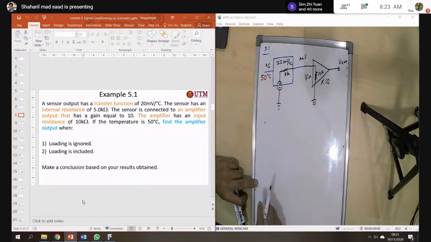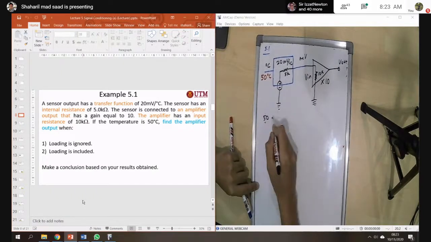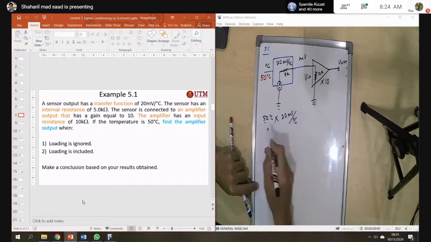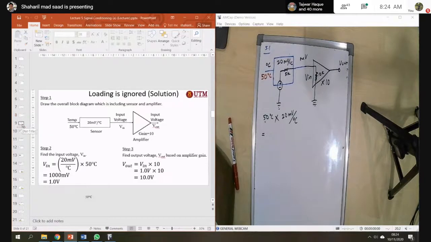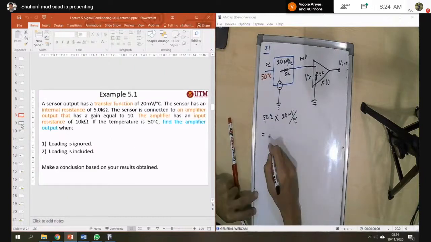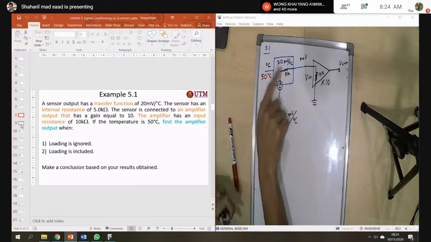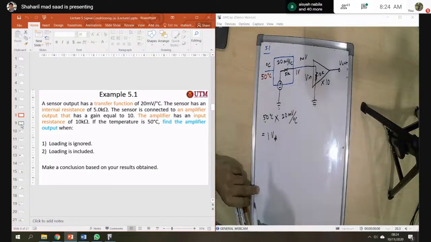It says that the input now is 50 degree. So 50 degree you can times with 20 millivolt over degree. So now we got what? 1 volt? Okay, 1 volt. So that means for input 50 degree to the transducer, we got 1 volt. Okay. So find the amplifier output.